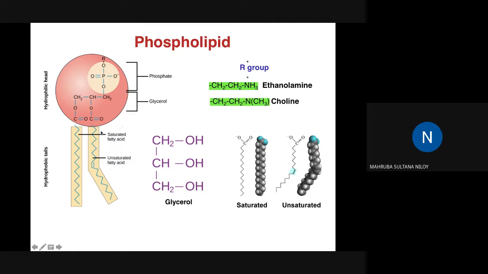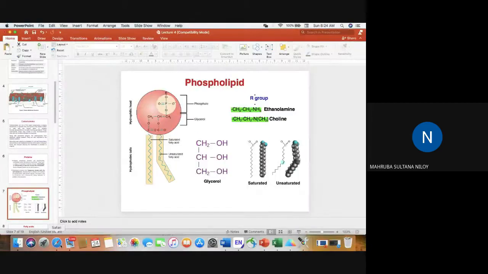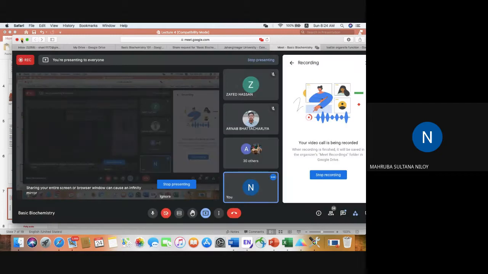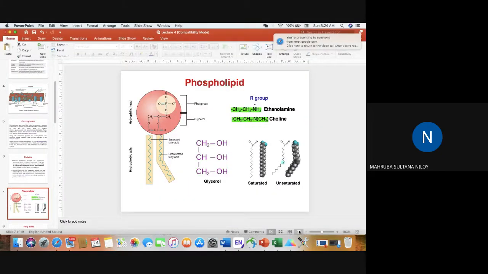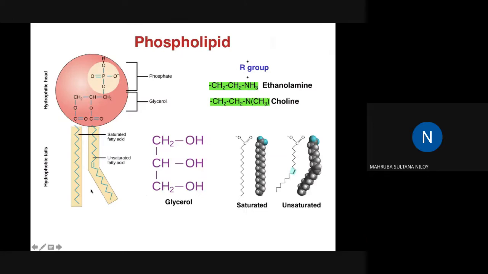And with the glycerol we can see fatty acids are connected. So fatty acids may be saturated or unsaturated. Saturated fatty acid means there is no double bond. Is it clear? Saturated fatty acid means there is no double bond. Then what is unsaturated fatty acid? It has double bonds. So it may have one or more double bonds.